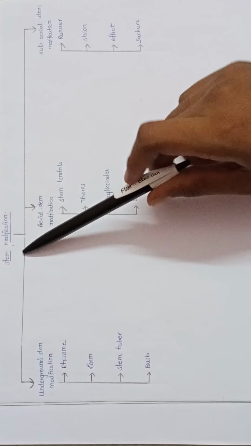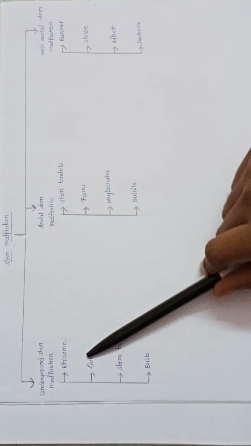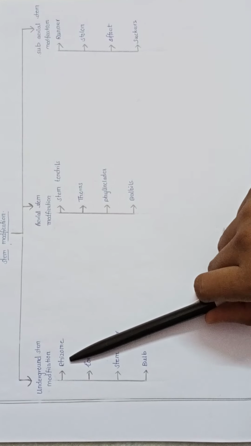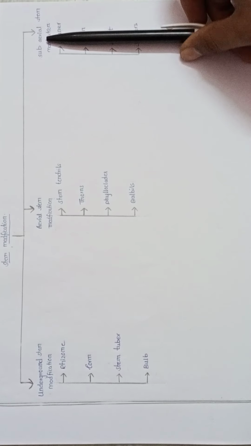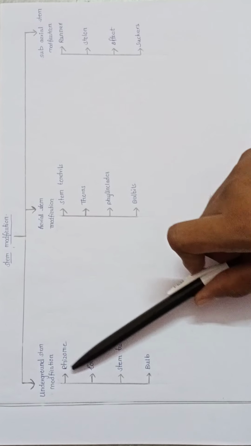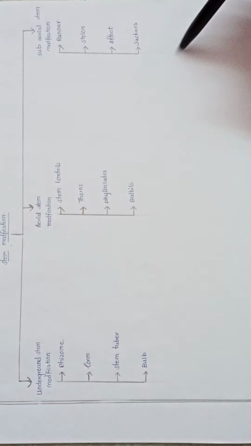Today's topic is stem modification. Here the stem modification is divided into three types: underground stem modification, aerial stem modification, and subaerial stem modification. And these are again divided into three or four types. Today we will discuss subaerial stem modification.